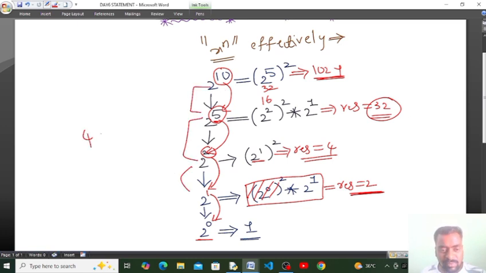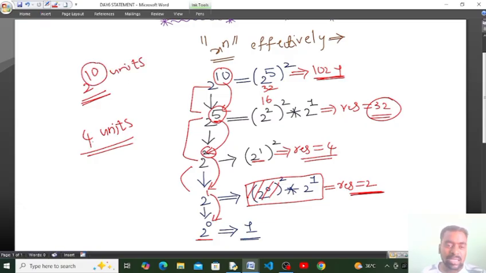And moreover, how many steps did I perform here? Only 4 steps. It means it takes only 4 units of time. But if you calculate 2 power of 10 value using the brute force solution, it takes 10 units of time. It means the binary exponential technique is faster compared to the brute force approach. I already told you, brute force approach time complexity is order of n, so it is directly proportional to the power.